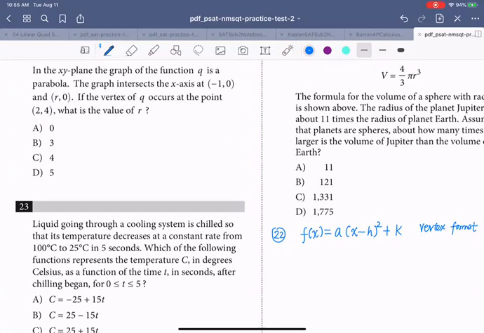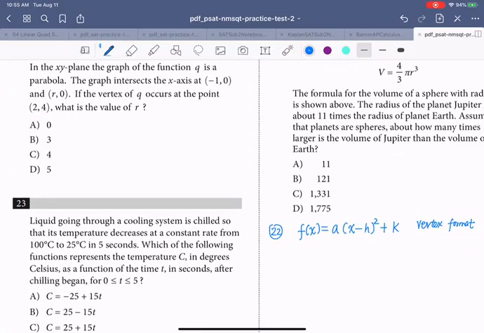Now, they already tell you your vertex is what? (2, 4), right? Yes. So you can do x minus 2. h is your vertex x value. 4 is your vertex y value. That makes sense? Okay. 2 and 4 you plug in to here.